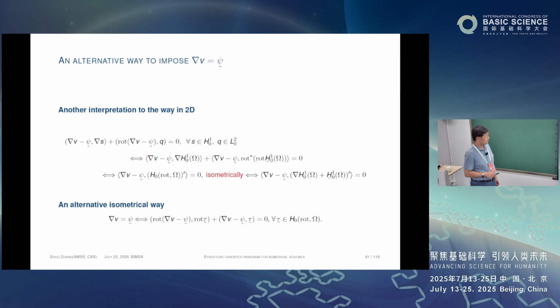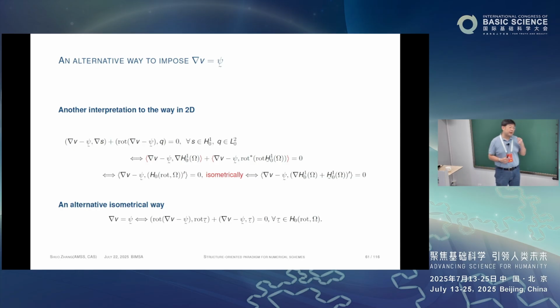What is this term? This term means we can just get curl here, that is the adjoint operator of curl, denoted as curl star. And what is q? q in L2. What is L2? L2 is curl H1. So this line can be interpreted as this line. Now the point is, what is gradient H10 plus curl star curl H1? It is exactly this and this.